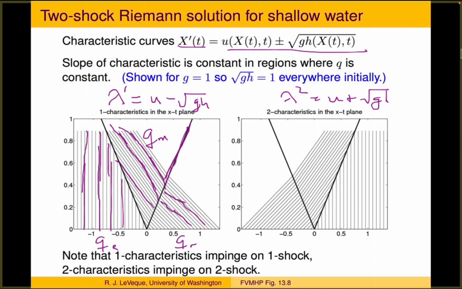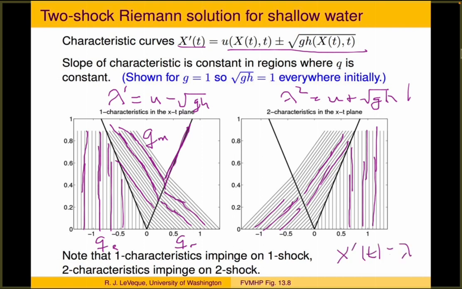The other eigenvalue, u plus the square root of gh, on the other hand, again, it's constant in the right state, and in this particular example, the characteristic speed is 0 in the right state, but it's positive in the left state. And again, it changes slightly as it goes across the one shock, but it continues moving to the right, and it impinges on this shock, as do the characteristics in the 2 family on the right side. So again, these lines I've drawn here are lines x prime of t equals lambda 2, whereas on the left they were x prime of t equals lambda 1.